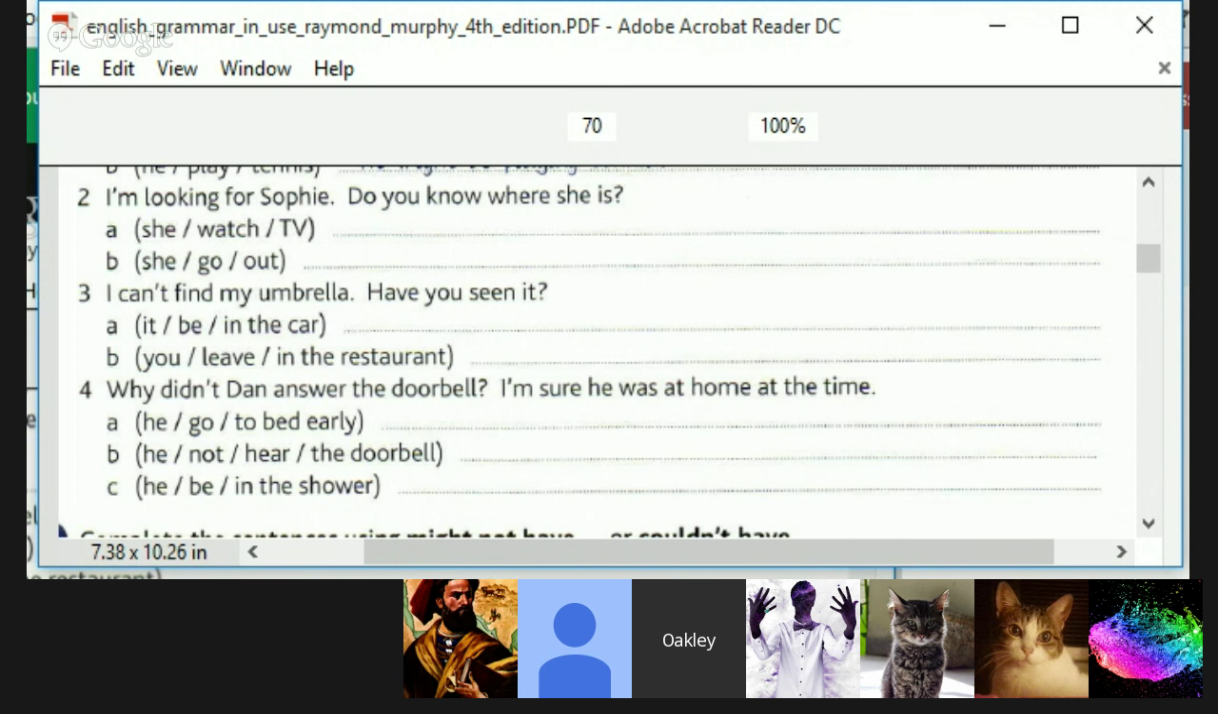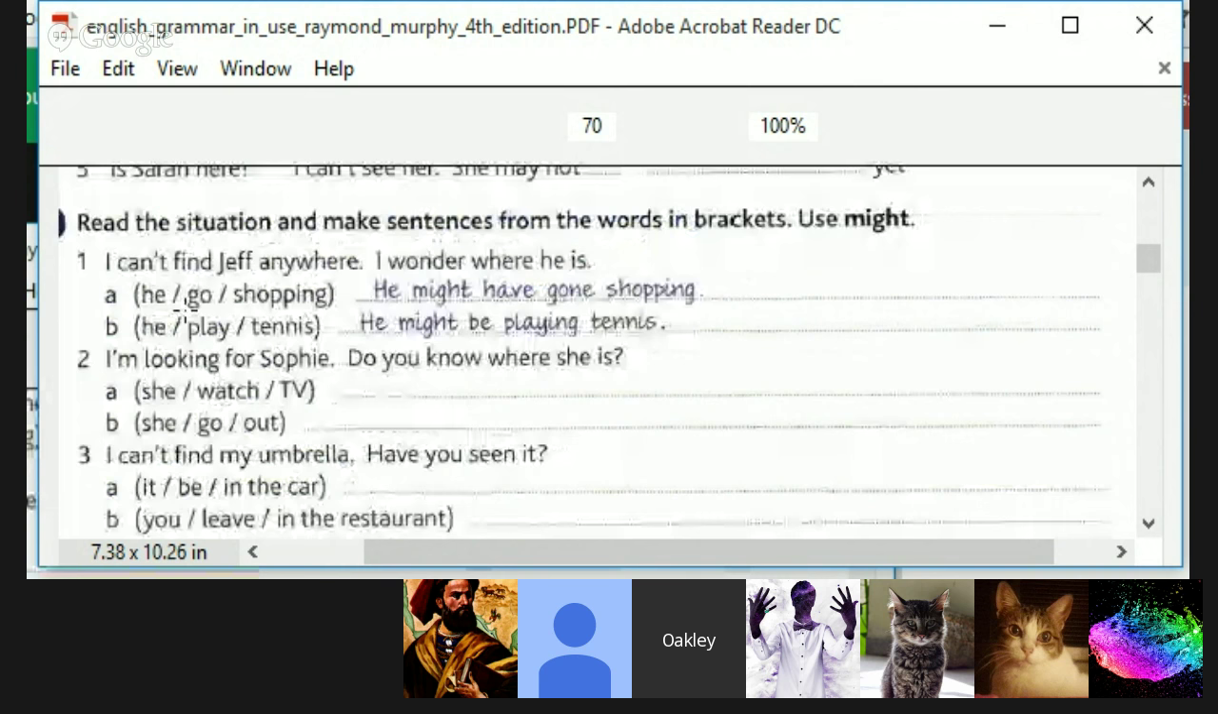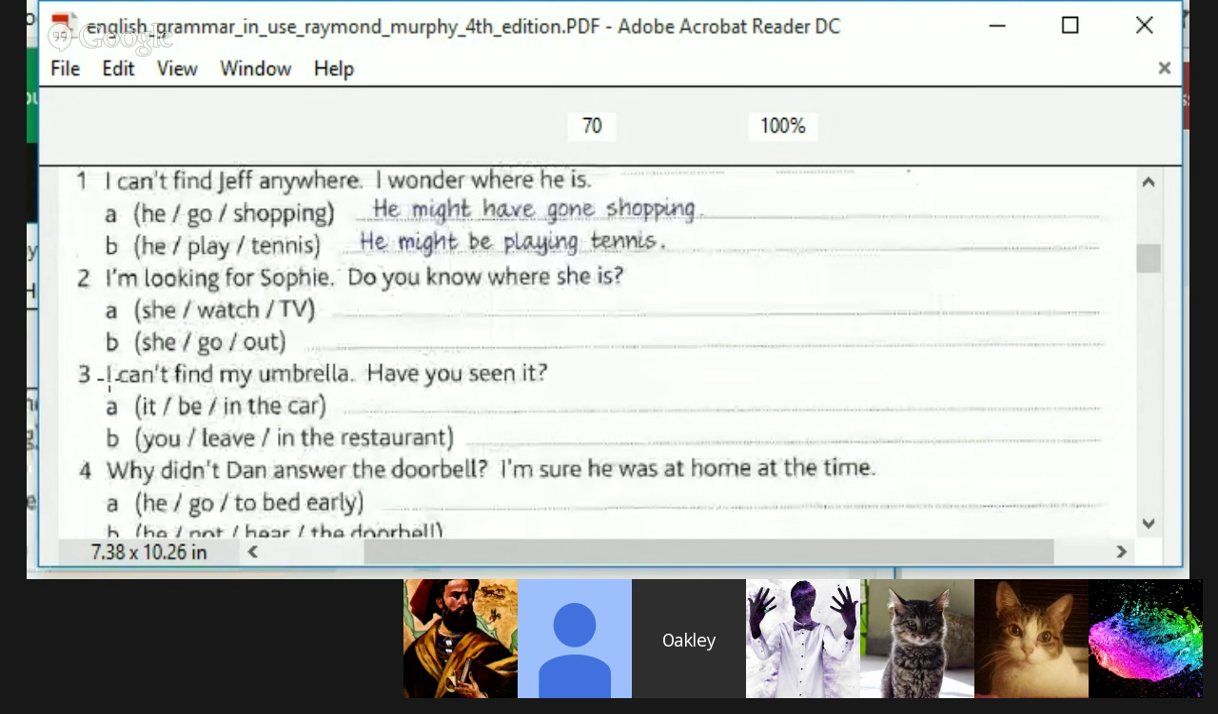Okay, Ali, welcome to the class. Hello. Hey, teacher. Hello again. You want to give this a try? Yeah. Sure, all right. I'm going to try to form the sentences A and B using might. Okay, so I can't find my umbrella. Have you seen it, Ali? It might be in the car. Perfect. All right. Straightforward, present tense. And B.